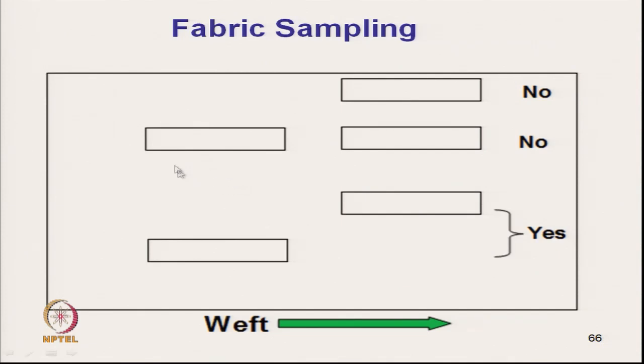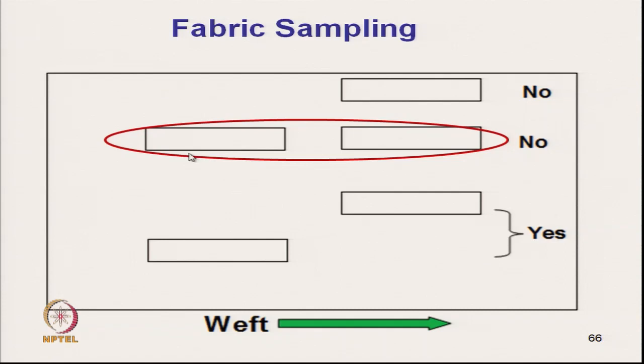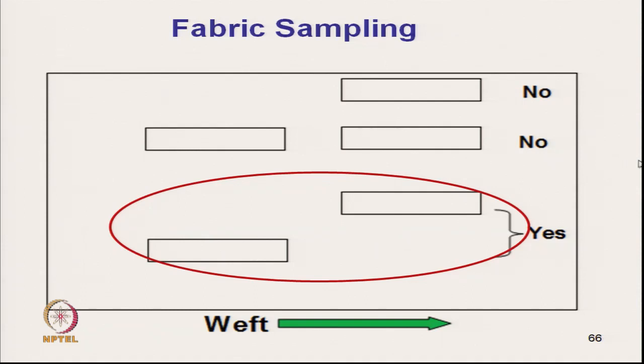if we see this sample, this is the weft direction. So, sample 1 is not correct, because this is at the edge of the fabric. This is also not correct, same weft. And this is correct, because they contain different sets of threads.